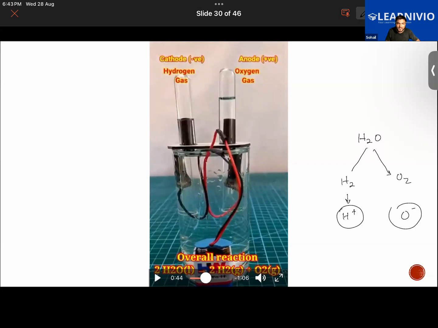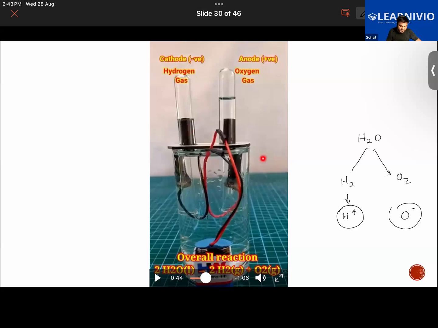Observe here. Hydrogen ions, being positive, will be attracted towards the negative electrode, that is the cathode, isn't it, guys? While oxygen ions, being negative, will be attracted towards the positive electrode, that is the anode. This should be clear, a basic thing. Is that clear to everyone? Yes, sir.